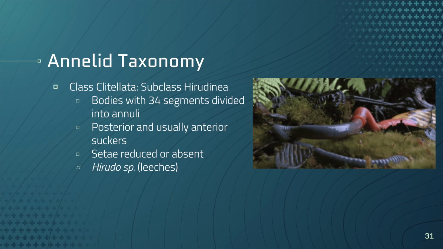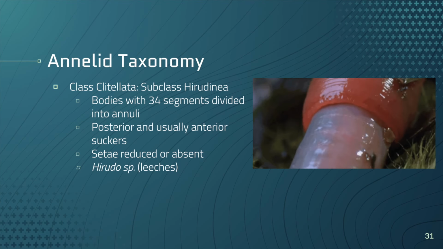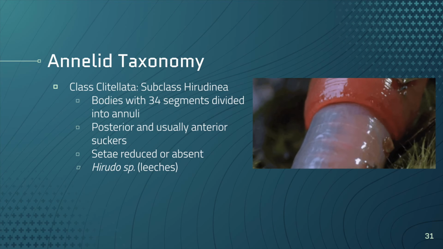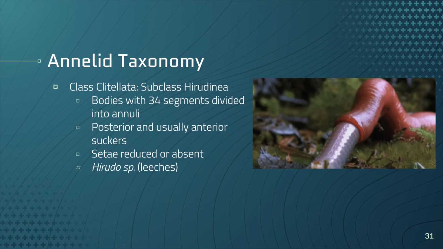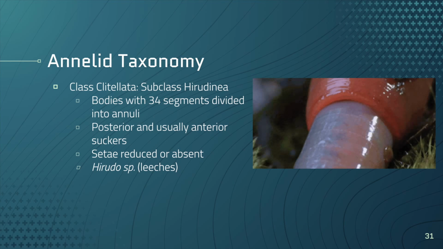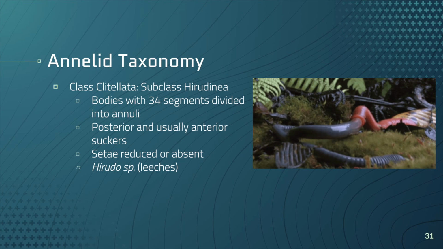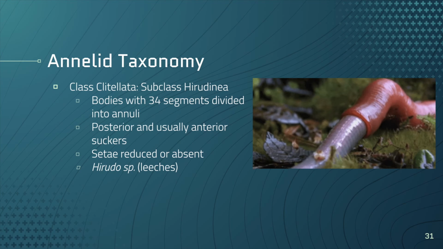Subclass Hirudinea includes the leeches. These animals have about 34 segments divided into annuli, or rings. All species have a posterior sucker and usually have an anterior sucker. The setae in these species are reduced or completely absent. Pictured here is the giant red leech, which is carnivorous. It's eating an earthworm.